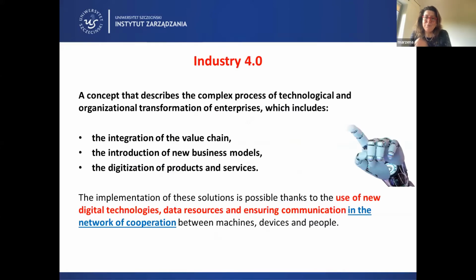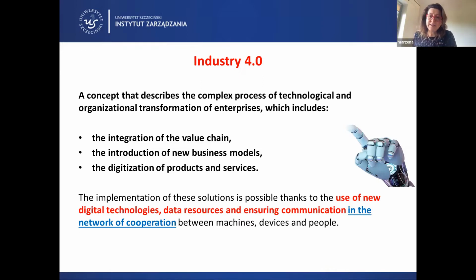But Industry 4.0 is not only technology. The technology is very important, but not only. We have to understand the whole concept of Industry 4.0, which is the complex process of technological and organizational transformation of enterprises, which includes 3 very important elements: integration of the value chain, the introduction of new business models, and digitization of products and services.